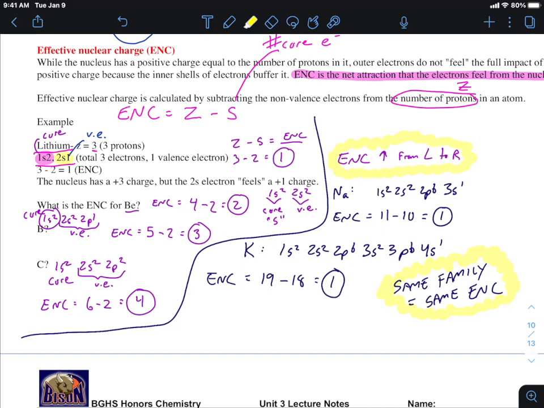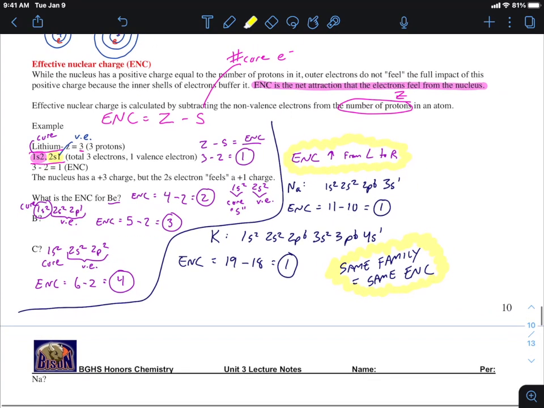All right. So first of all, are you guys okay with finding the effective nuclear charge? You should write out the SPDF notation first, and then you take the protons, and from it you subtract the core electrons. And then you need to understand how the effective nuclear charge changes. From left to right, it increases by 1. But if it's in the same column, they're all going to be the same.